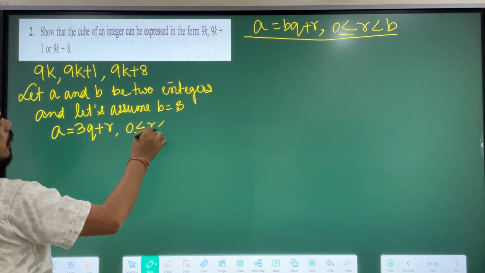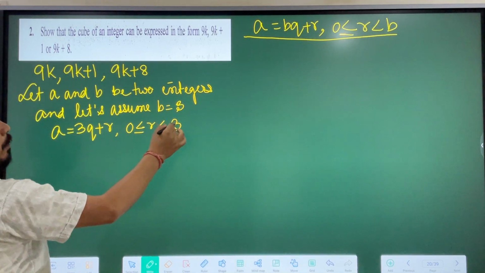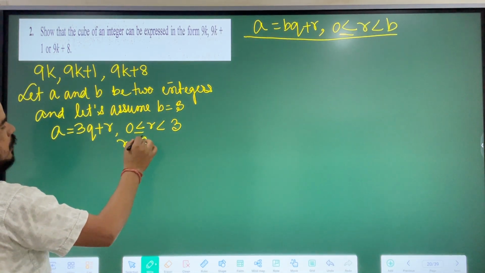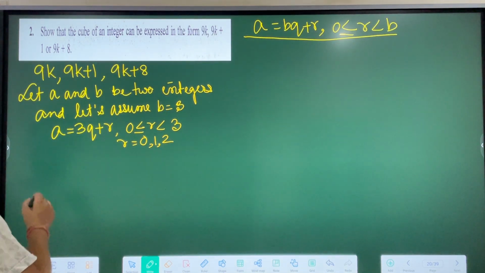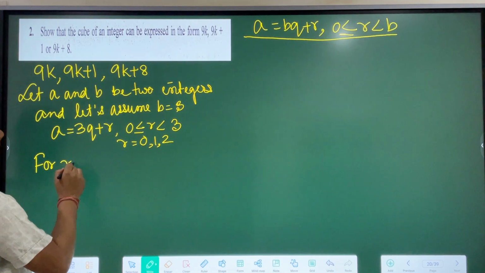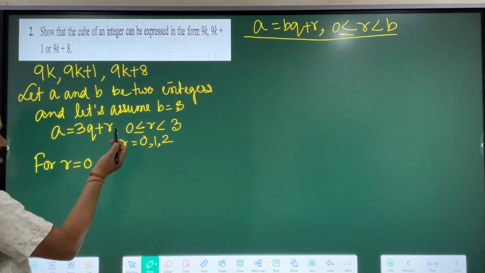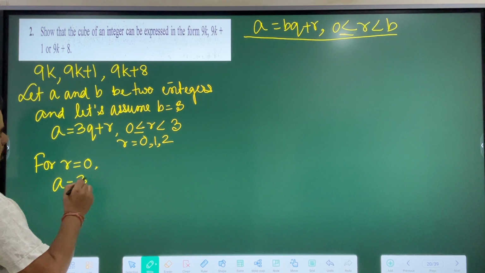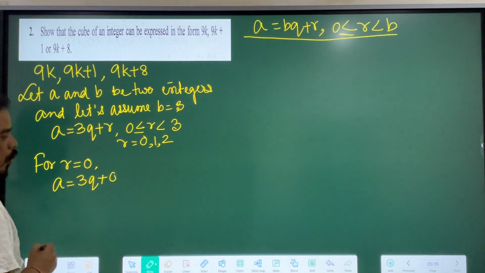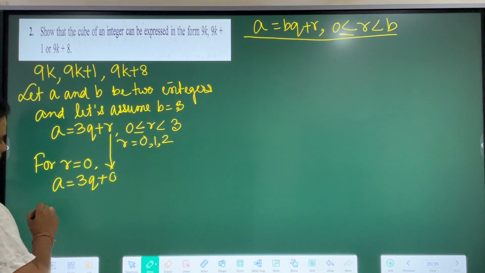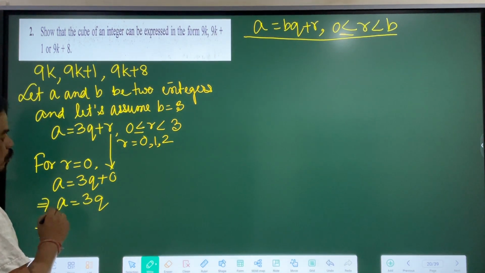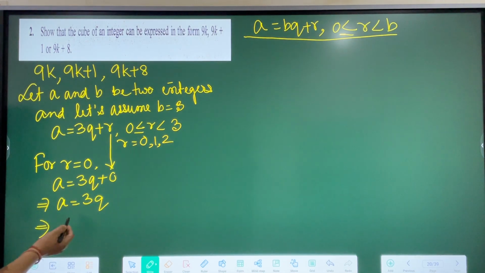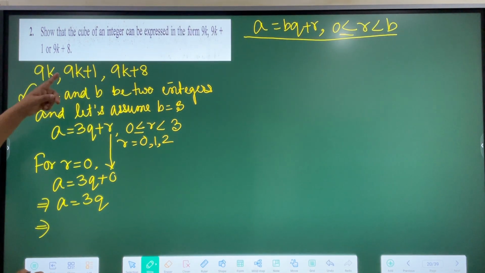Now, 3 is the place for b. So r is equal to 0, 1, 2. That is very simple. For r equal to 0, we will do the sum. A is equal to 3q plus 0, r is 0. Now a is equal to 3q. Now we will do squaring both sides or cubing both sides. That depends on the question; it will be according to the question.